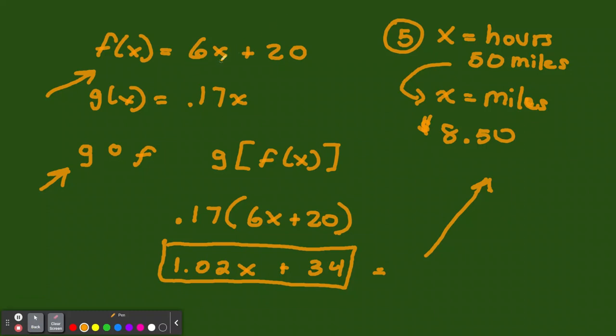In the first one, we wanted to know how many hours gave us miles. So f of x was hours to miles, and over here g of x was miles to money. Now we want to know hours to money. You get it? So all we have to do is put in the hours, plug in 5 right there, and when you plug that in, you'll get $8.50.